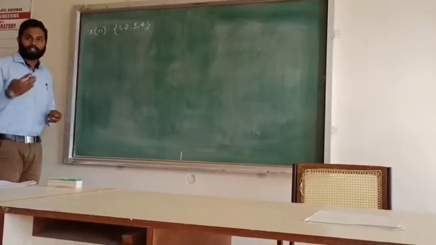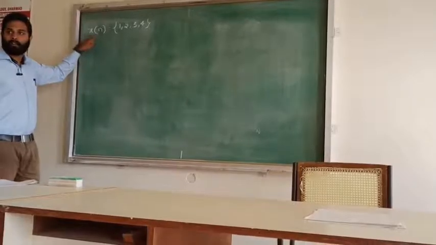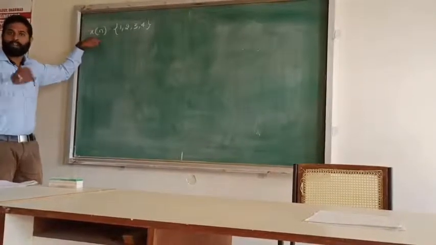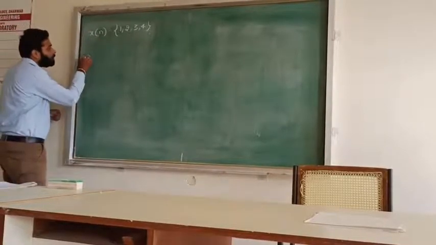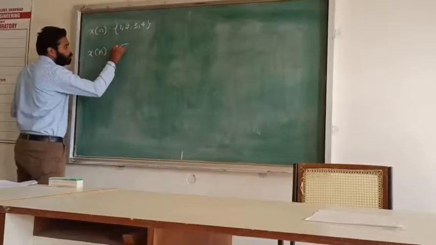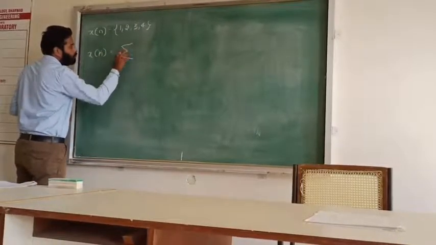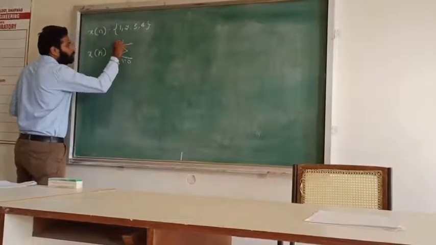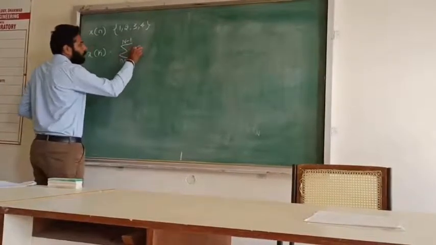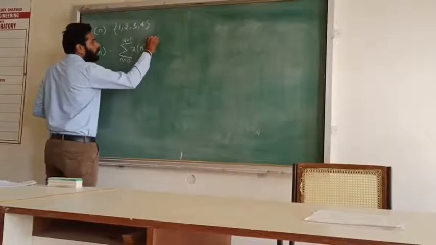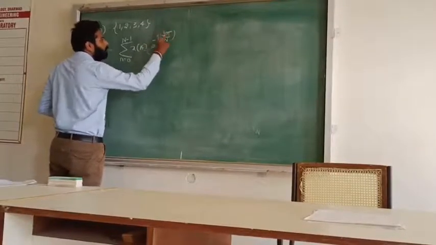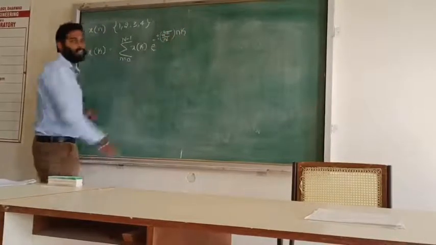The given function is a time domain function, and we need to find the frequency domain function. If x of n is given, we need to find x of k. So we know the formula: X of k is equal to summation n is equal to 0 to capital N minus 1 x of n e raised to minus i 2 pi divided by capital N into small n into k.